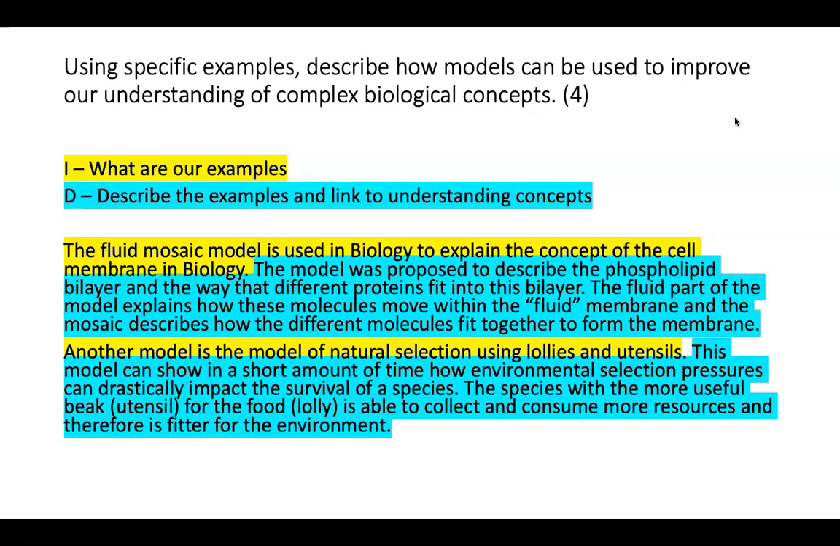And then the description comes through the rest of it, describing the reason for the fluid mosaic model. The name for that is because of the phospholipid bilayer and how fluid moves around and how things within it fit together like a mosaic. And then describing the use of the lollies and the utensils in our natural selection prac that we did as well.